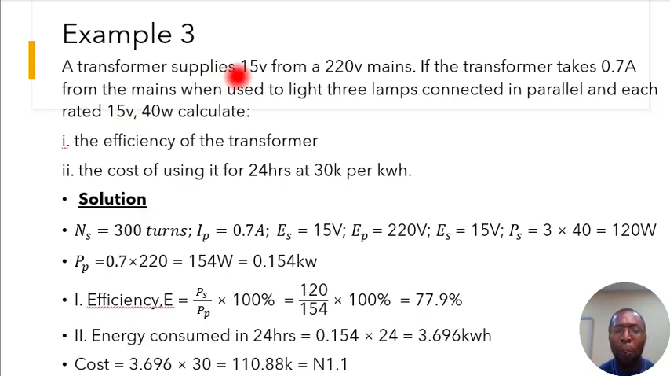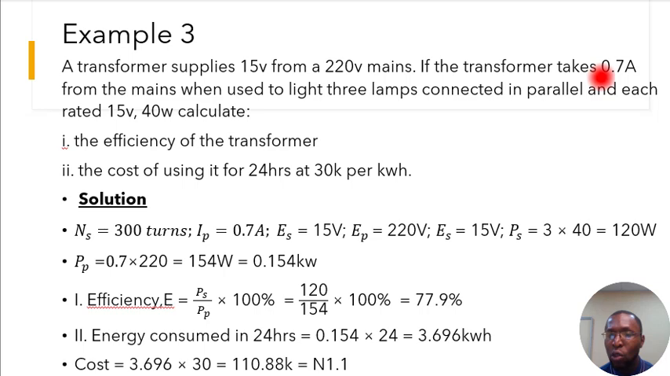A transformer supplies 15 volt. In other words, that is our Es this time around, 15 volt. Sorry, if the transformer supplies 15 volt, that means the secondary voltage now, because it's the one that's receiving it, is 15 volt. That is Es is 15 volt from a 220 volt main. Because it's coming from a source, that source is our Ep, and our Ep is 220 volt as written here.